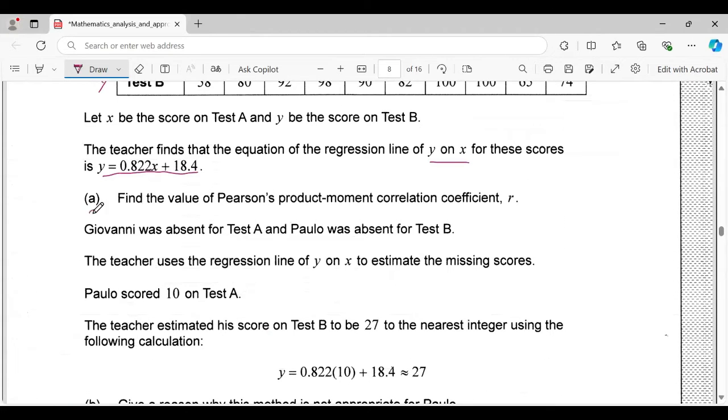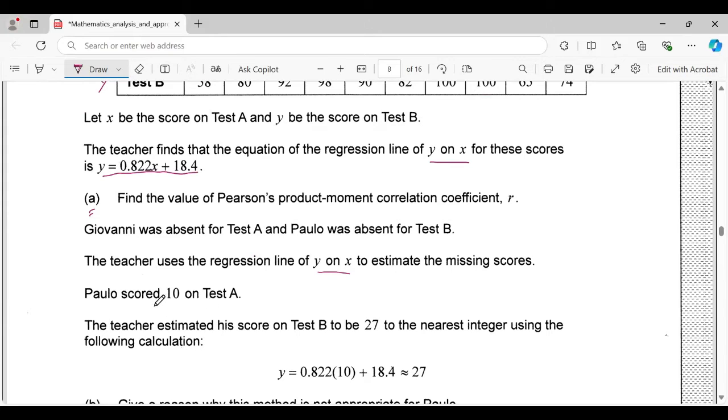So A is done. Giovanni was absent for test A. So there is a student's name, Giovanni. And Paulo was absent also. A student named Paulo, absent for test B. The teacher uses the regression line of y on x, okay, to estimate the missing scores. Paulo scored 10 on test A. The teacher estimated his score on test B to be 27 to the nearest integer using the following calculation.